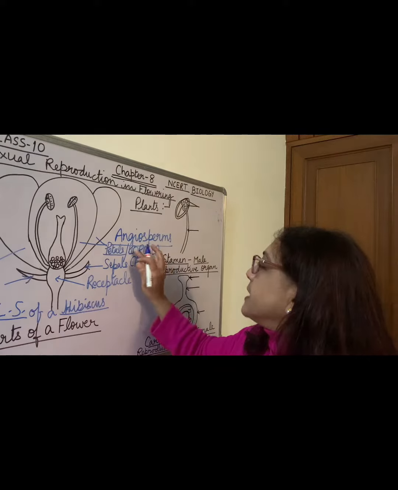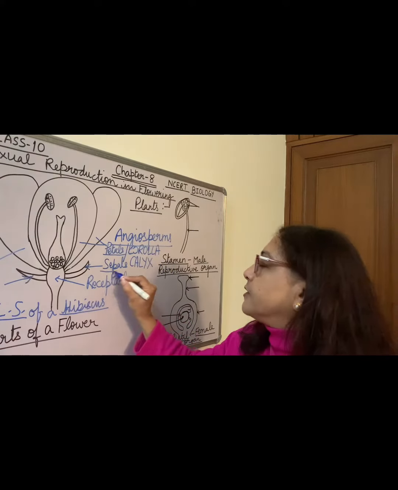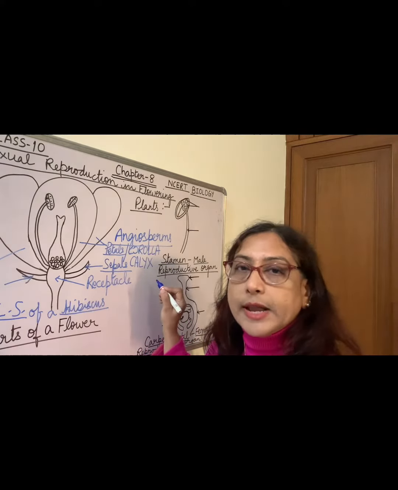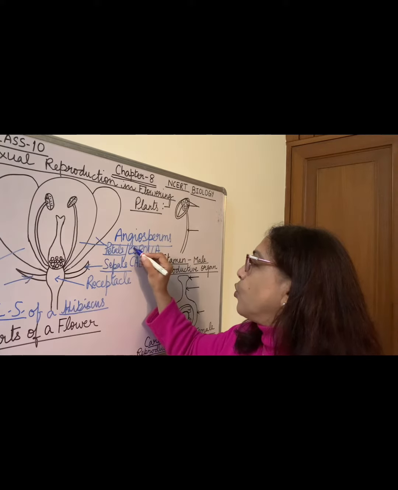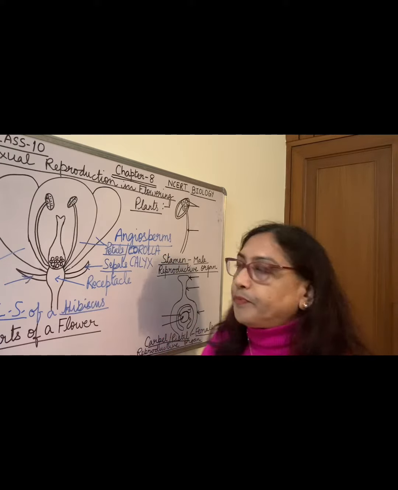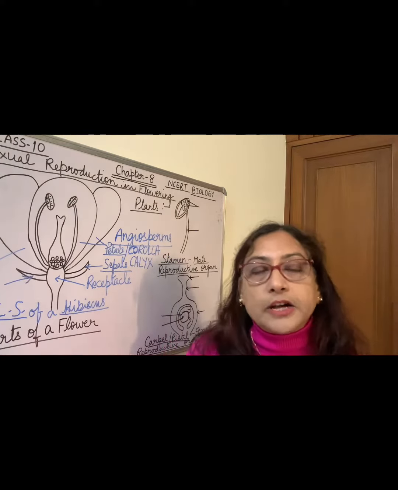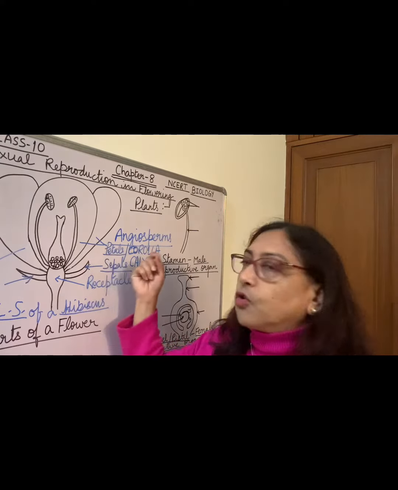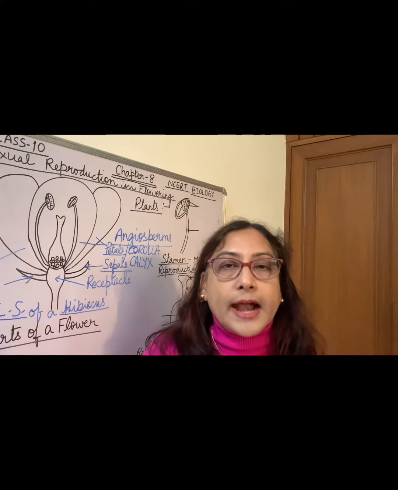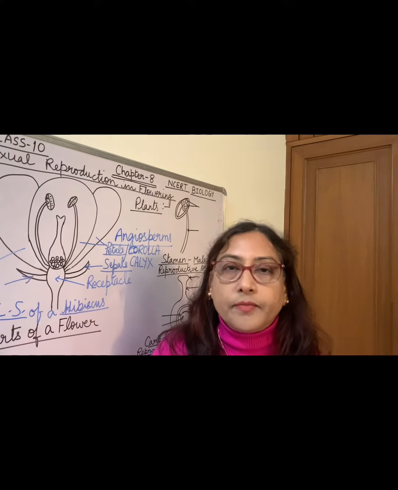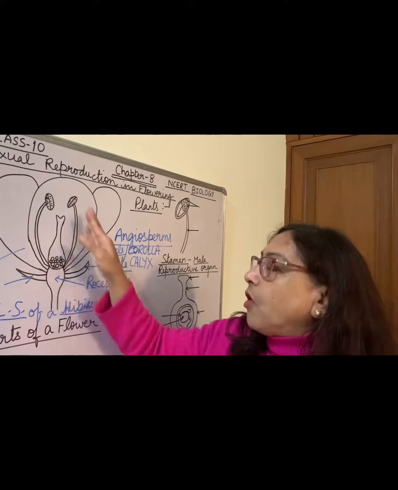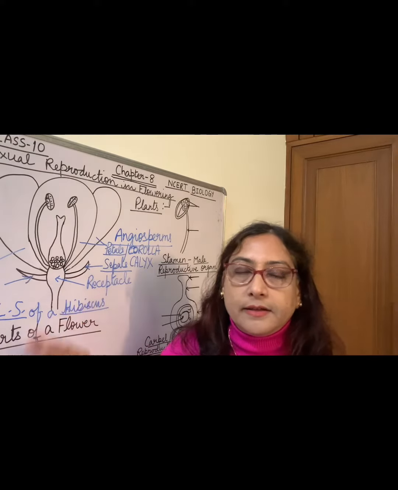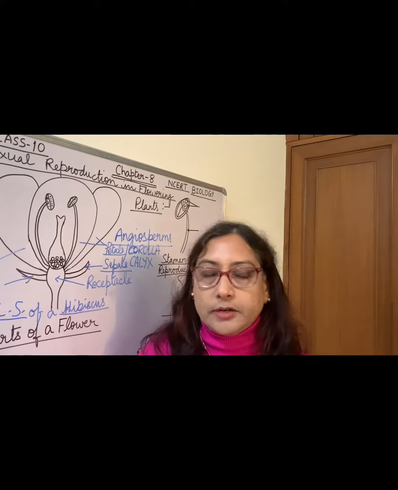I'm just repeating myself. The ring of the sepals is known as calyx and the ring of the petals is known as corolla, C-O-R-O-L-L-A. And the function of these petals or corolla is to attract the insects for pollination and to protect the reproductive organ inside. About pollination we'll do later.